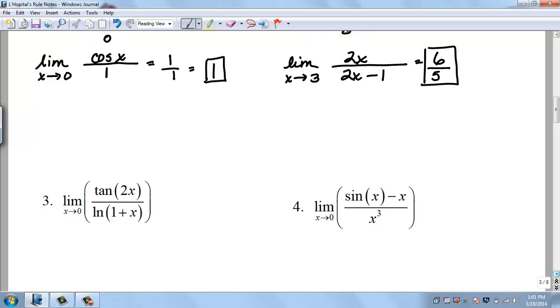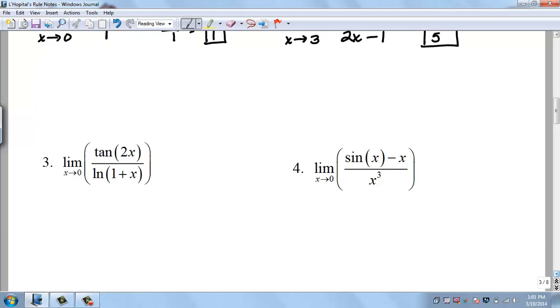Okay? Let's practice another one. The limit as x approaches 0. So when I do this one, I put the tangent of 2 times 0, or the tangent of 0, which is 0. This is the natural log of 1 plus 0, or the natural log of 1, which is 0. So now I know I can use L'Hopital's. So I say the limit as x approaches 0. And remember, you have to write limit until you come to it.